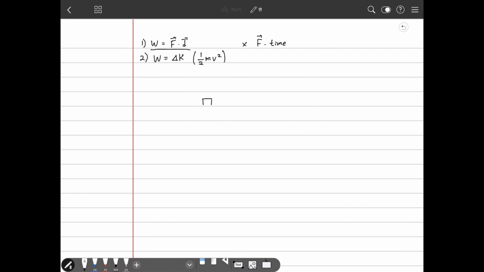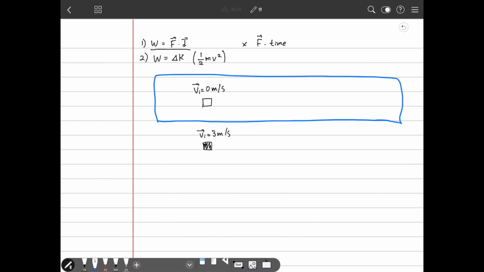So we have a white block and we have a black block. Now the white block is still. So the initial velocity of this white block is 0 meters per second. And the initial velocity of the black block is 3 meters per second. So it is moving, right? So I'm just gonna draw a line here to separate these two.